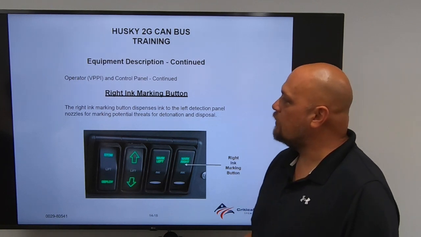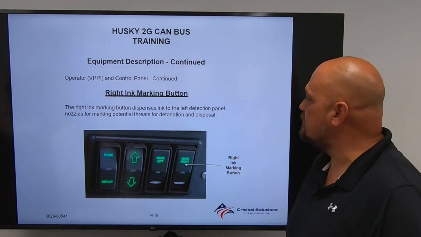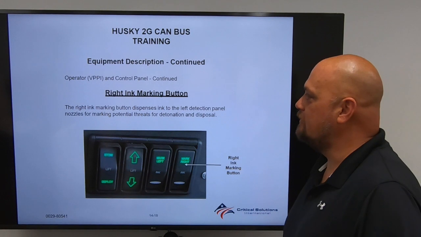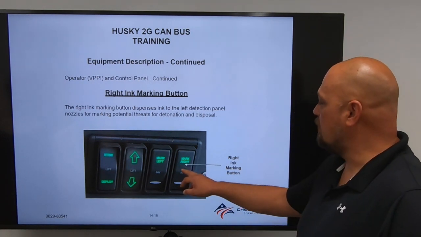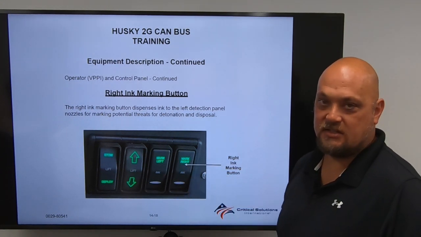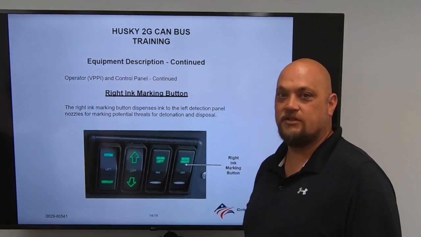Right ink marking button. The right ink marking button dispenses ink to the right detection panel nozzles for marking potential threats for detonation and disposal. Again, your mark right. It does the same thing as the left. However, this marks it on the right-hand side.